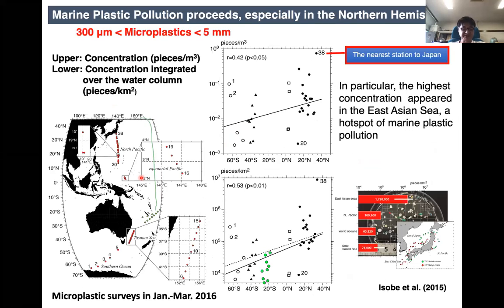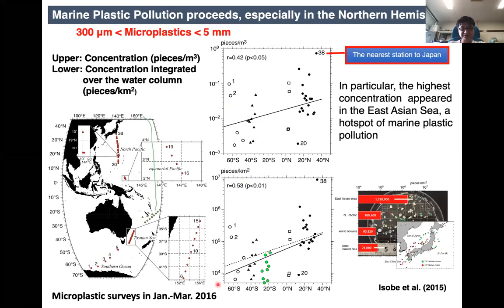But this is just my guess. And this is the microplastic abundance along our survey tracking from the Southern Ocean to the Tasman Sea to the Equatorial Pacific and North Pacific. This panel shows the abundance with a unit of pieces per cubic meter and pieces per square kilometer. This is the vertically integrated value of the upper panels.